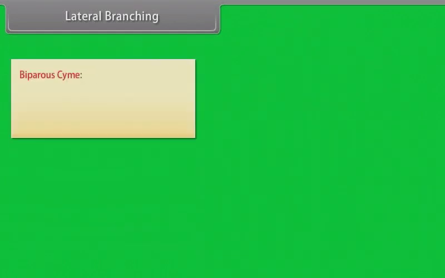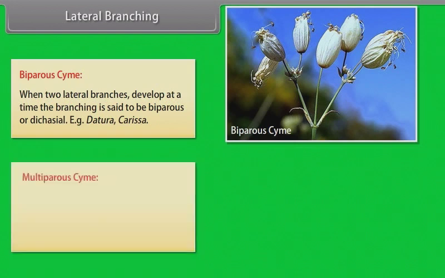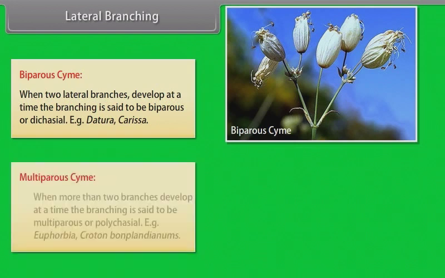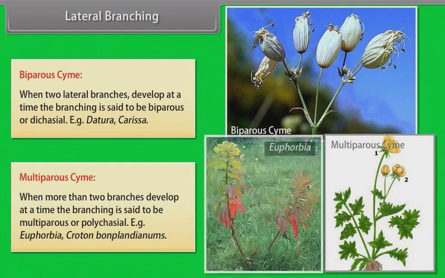Biparous cyme. When two lateral branches develop at a time, the branching is said to be biparous or dichasial. Example, Datura, Carissa. Multiparous cyme. When more than two branches develop at a time, the branching is said to be multiparous or polychasial. Example, Euphorbia, Croton bonplandianum.